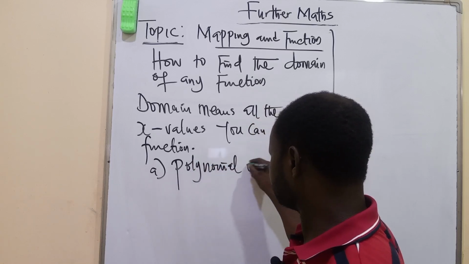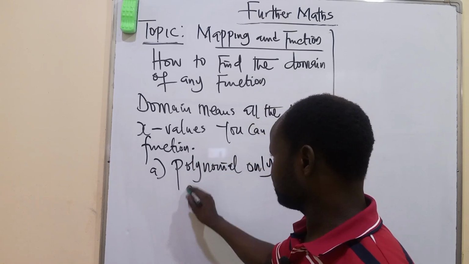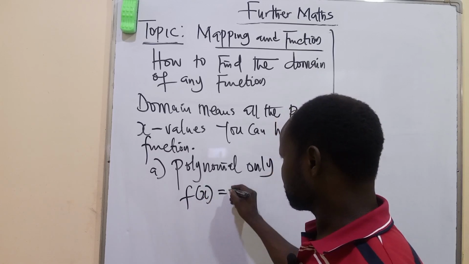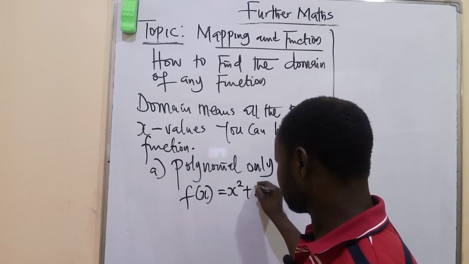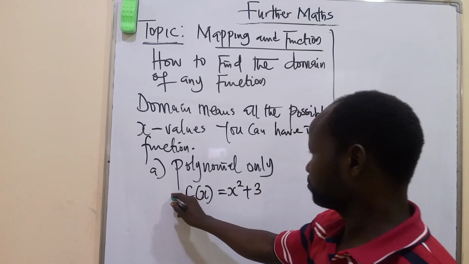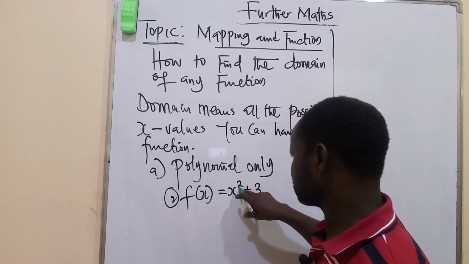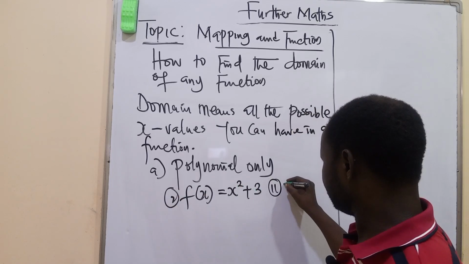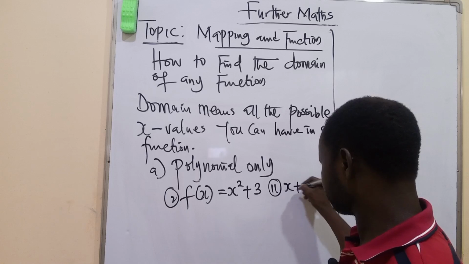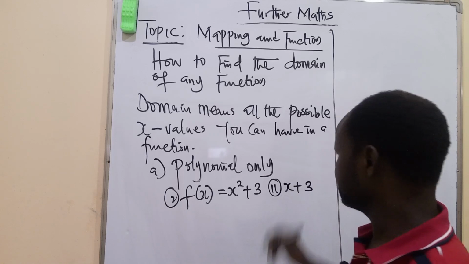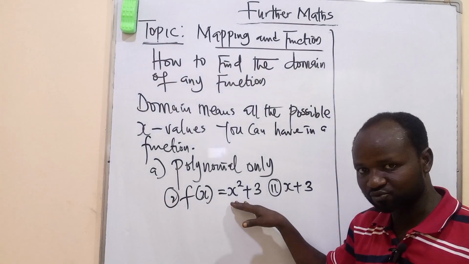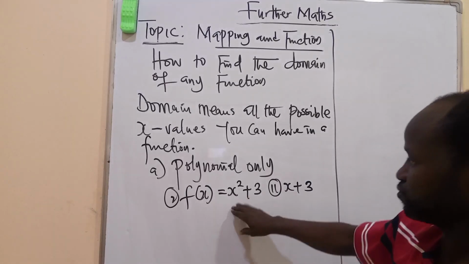When we have a polynomial only, let's say we have f of x equals x squared plus 3. That's a polynomial of degree 2. Let's say we have just a linear function, a polynomial of degree 1, now. Let's say x plus 3. How can we state the domain of this?